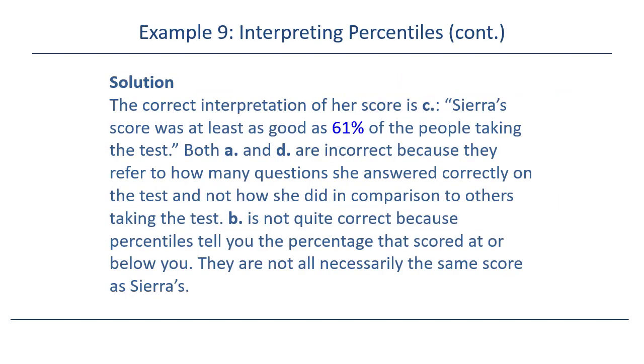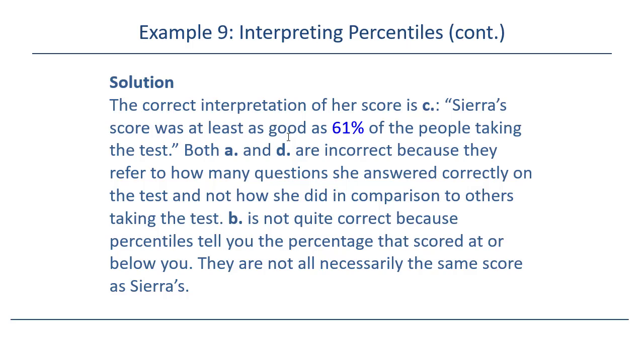Well, the correct answer is C, that her score was at least as good as 61%, right? So as good or better. So at least is as good or better. So in this case, they're treating a percentile as equal or greater than. Like I said, sometimes it has to be strictly greater than. A and D are incorrect because percentile has nothing to do with how many questions you answered, because a percentile is comparing your score to all of the other scores on that test, right? It's not comparing your score to the test questions. It's comparing your test score to all other test scores.